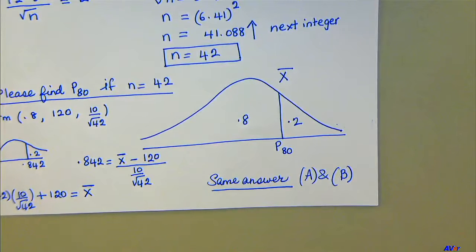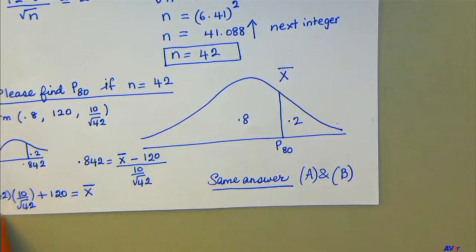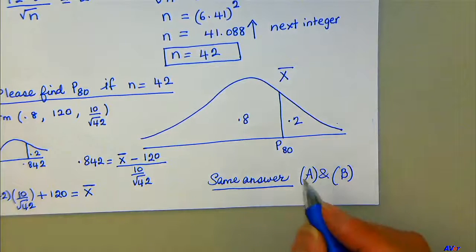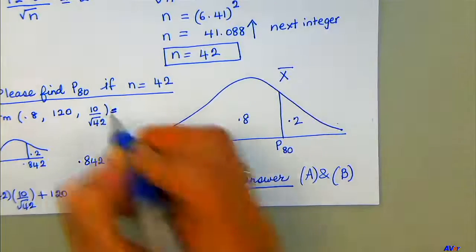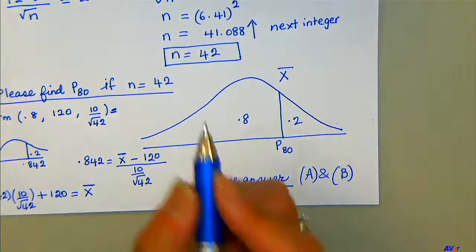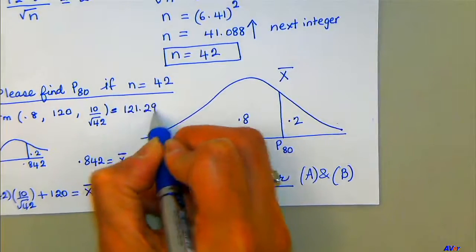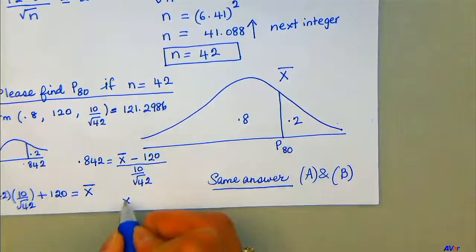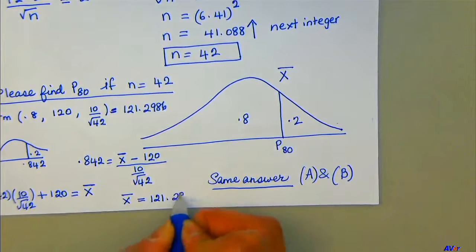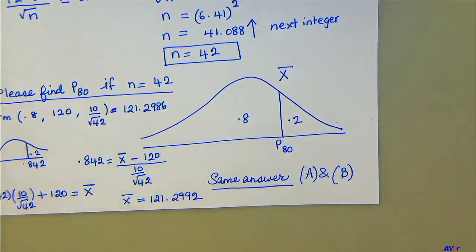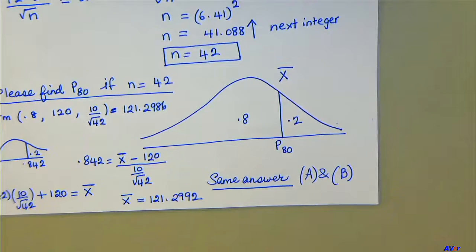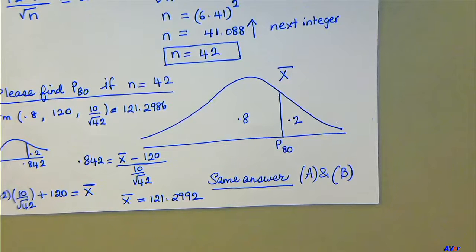Agreed? Is it the same answer? Can we check it out? It's off by the thousands, by like 1.1. Yeah. So what is the answer for inverse norm? 121.2936. So basically the same. And this one? 121.2992. Right. No big deal. 121.299 either way.